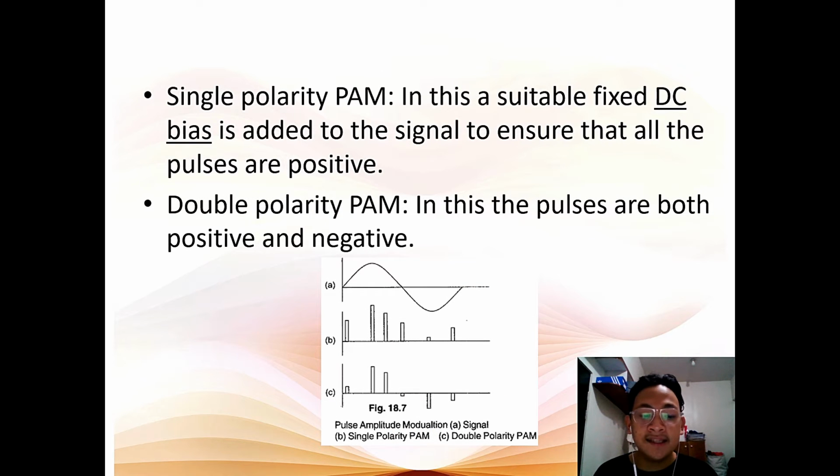The amplitude then varies depending on the amplitude of the continuous time signal, which produces two techniques of PAM. These are the single polarity and double polarity PAM. In a single polarity PAM, a suitable fixed DC bias is added to the signal to ensure that all pulses are positive. Thus, the graph produces only positive amplitudes. Double polarity PAM has pulses that are both positive and negative. That is why the graph shows both positive and negative amplitude presence.